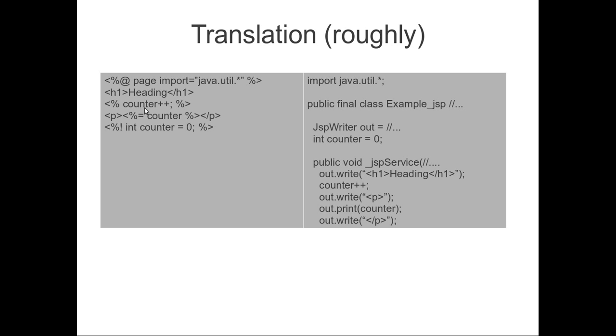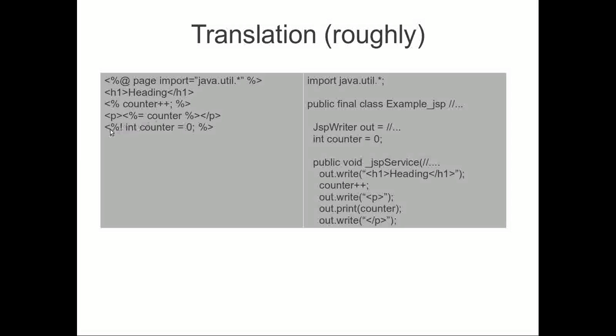This JSP scriptlet gets copied over just as regular Java code over here. And then this line gets copied over as a few different things. The start p tag gets copied over, the end p tag gets copied over, and then in the middle, the contents of the JSP expression are just copied over into an out.print.